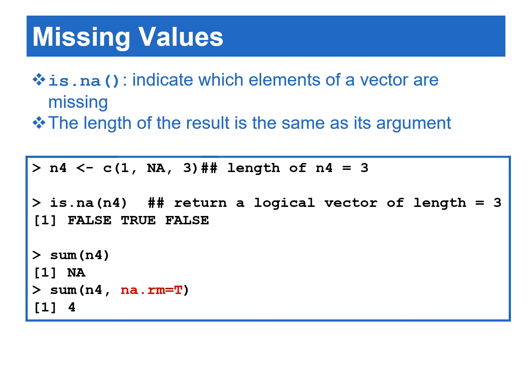In general, operations on missing values result in missing values. For example, n4 contains a missing value. When we use the sum function to calculate the sum of n4, it returns a missing value. Most functions for calculating descriptive statistics have a na.rm argument. Setting the na.rm argument to TRUE removes the missing values during calculation.